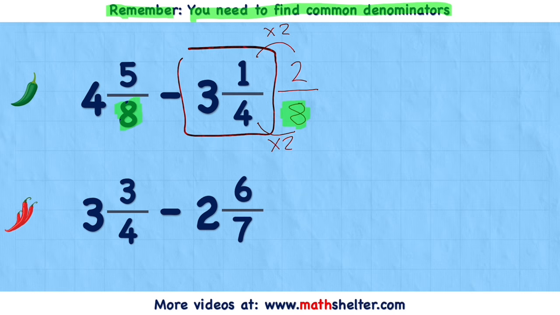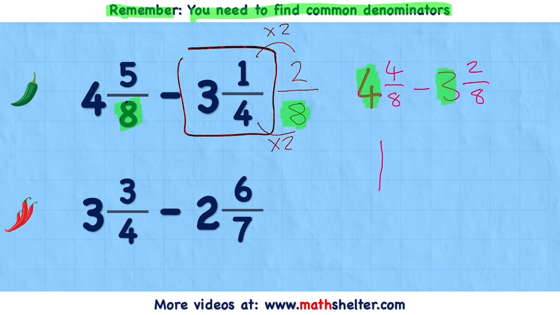But back to this lesson, I now have a new question. I have 4 and 4/8, subtract my new number, which is 3 and 2/8. So how do I do it now? Well, first of all, I'm going to start with my whole numbers. I have 4 subtract 3. That's the easy part. 4 subtract 3 leaves me with 1.